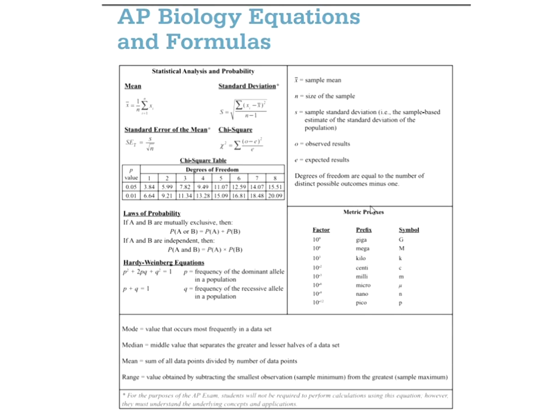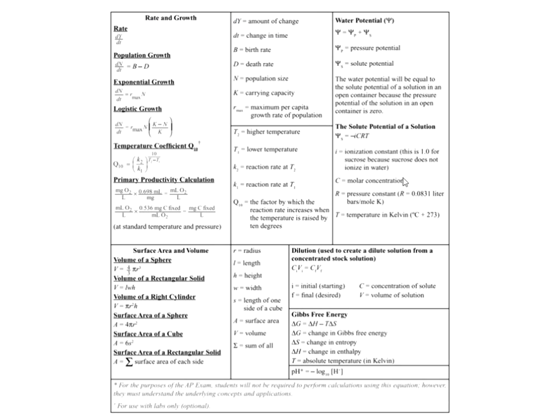This is one page of the formula list, and you can see it has standard error of the mean, standard deviation, mean, metric prefixes, and what mode, median, mean, and range all mean. The second page has more about rate and growth, water potential, surface area, and volume. Probably more than you would ever need, but it does provide all of these for you.